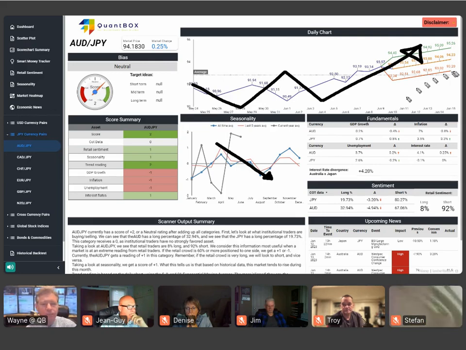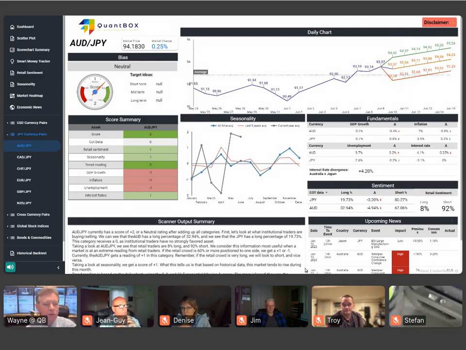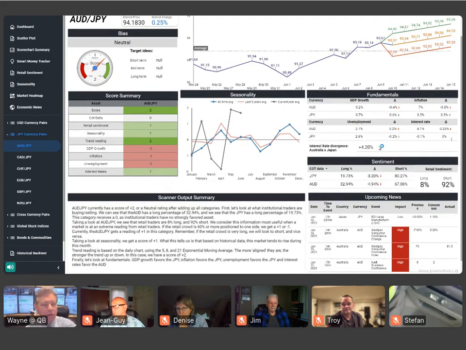Not a lot of people long this. Look at 92% short. And lots of people short Aussie dollar as well. You notice that? They're short Aussie dollar and they're short yen. Nice little carry though.